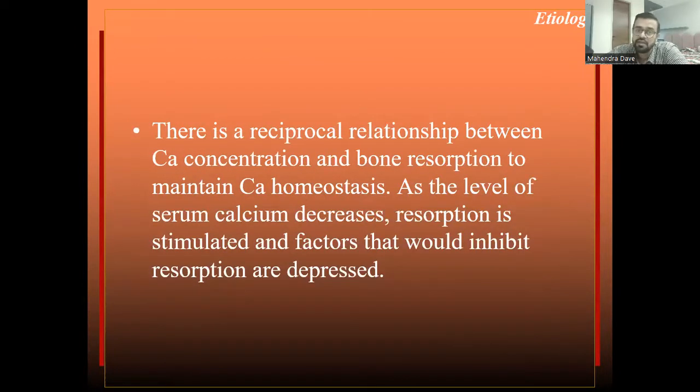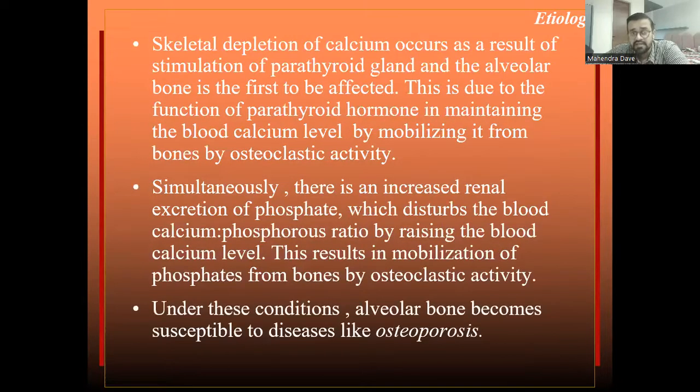There is a reciprocal relationship between calcium concentration and bone resorption to maintain calcium homeostasis. As the level of serum calcium decreases, resorption is stimulated and factors that would inhibit resorption are depressed. Skeletal depletion of calcium occurs as a result of stimulation of the parathyroid gland, and the alveolar bone is the first to be affected by this phenomenon.